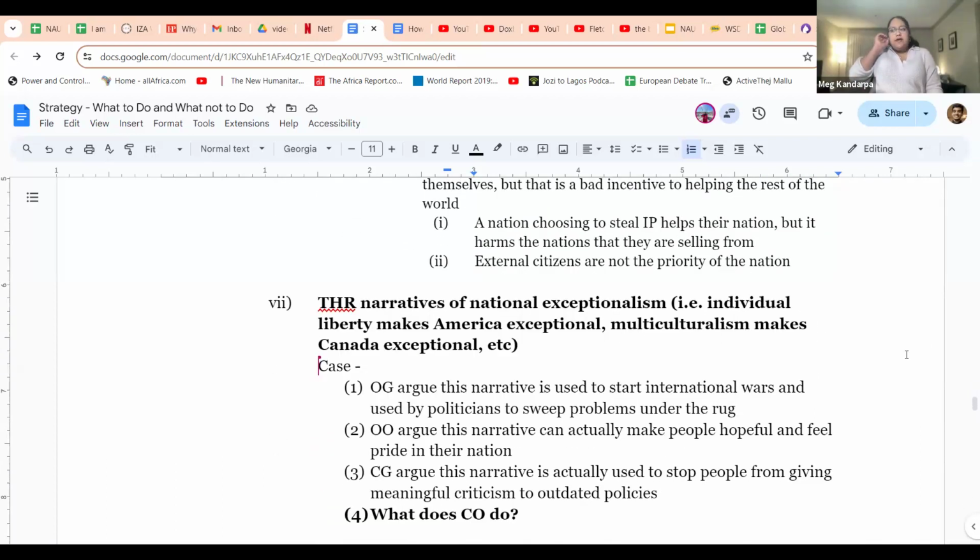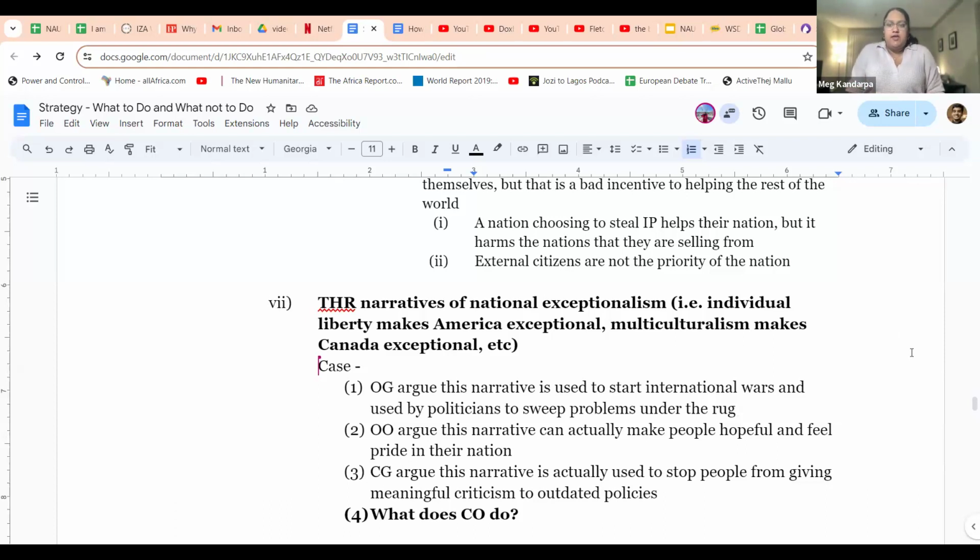Last example then. This has regards to narrative of national exceptionalism, i.e. individual liberty makes America exceptional, multiculturalism makes Canada exceptional, etc. Assume that opening government argues this narrative is used to start international wars and politicians use this to sweep it under the rug. OO argues this narrative actually makes people hopeful and feel pride in their nation. Closing government instead argues that this narrative is used to stop people from giving meaningful criticism to outdated policies. How does CO interact in this debate?